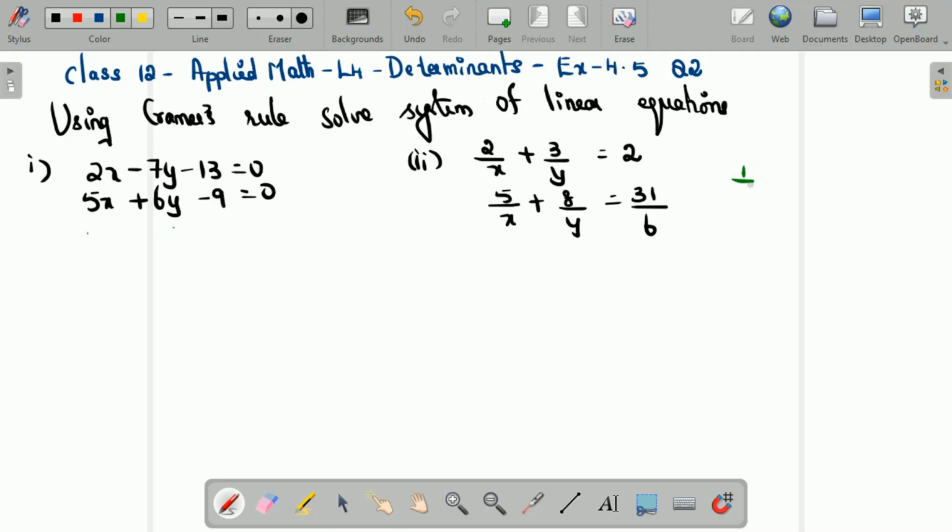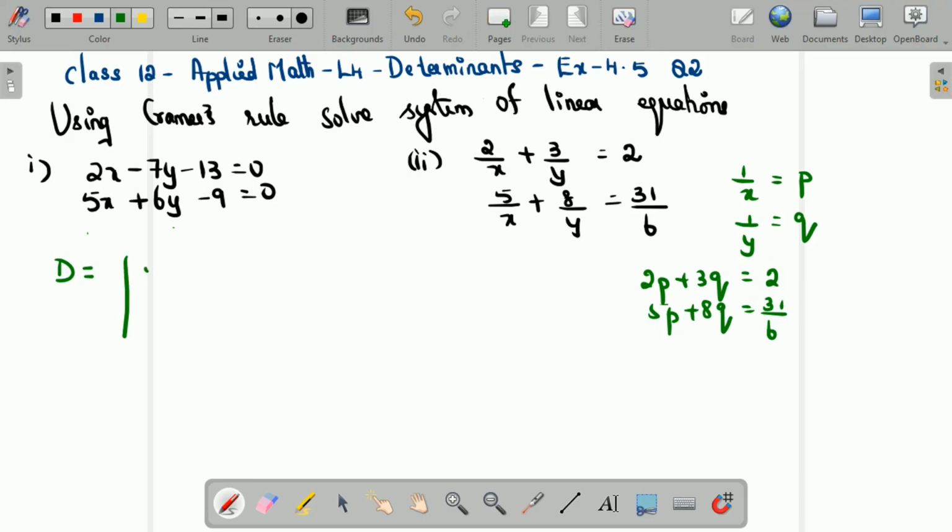So we're going to say 1 by x is equal to a variable p and 1 by y is going to be a variable q. So this will become actually 2p plus 3q is equal to 2 and 5p plus 8q is equal to 31 by 6. So let's compute determinant D first.